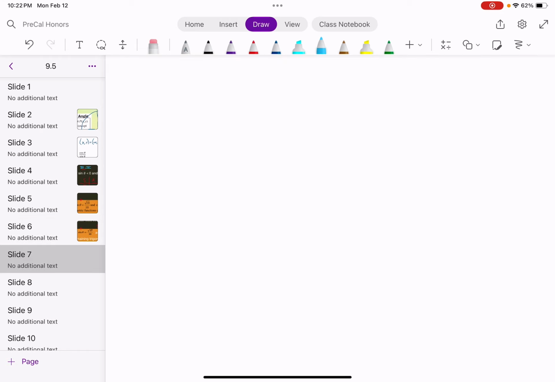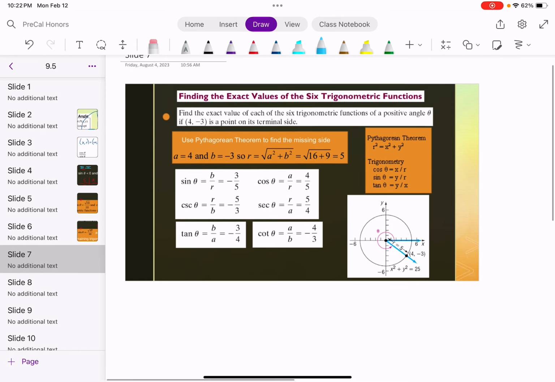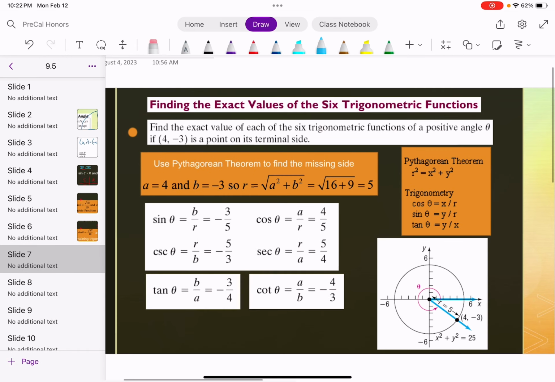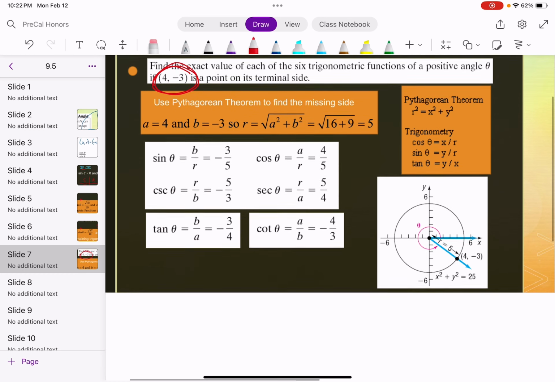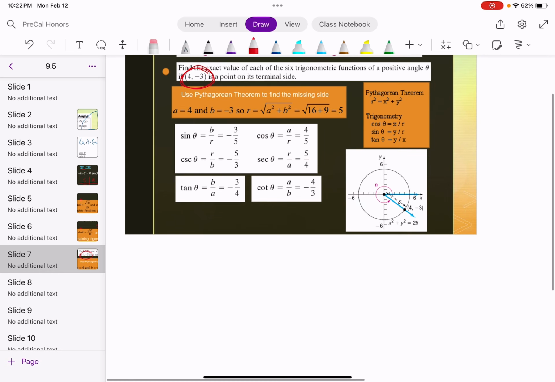Let's take a look at slide 7. Now, in this slide, what's occurring is that you are being given a specific point. That point is 4, -3. So we have to understand that even though a point of 4, -3 is being given, this is also describing our x and y, or our sine and cosine.